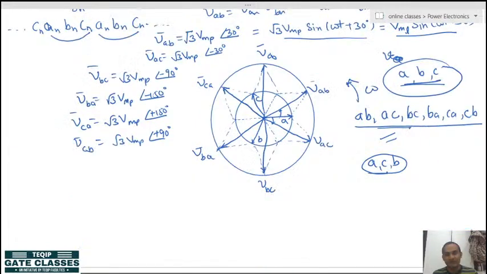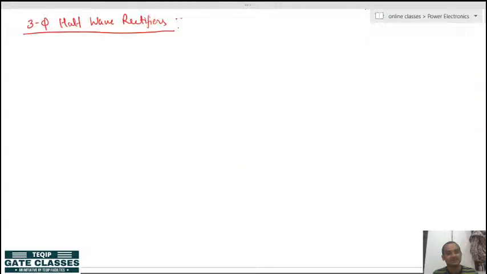So now, after having the little quick knowledge of three-phase system, let's start with the three-phase rectifiers. First of all we will start with three-phase half-wave rectifiers. This is very important to understand, because until you understand half-wave rectifiers, it will be very difficult to understand the full-wave rectifiers, because full wave is the cascaded structure of two half-wave rectifiers.